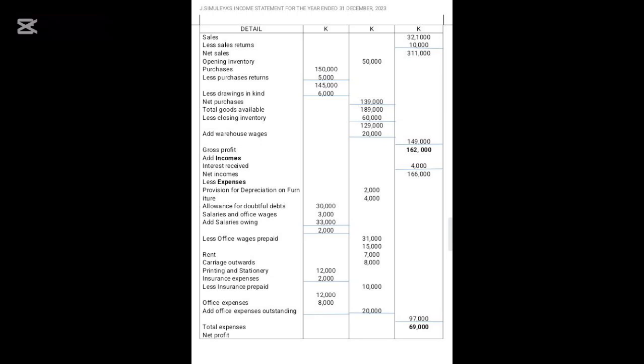The purchases account will reduce. So here in the income statement we have the purchases. From the purchases, we subtract the drawings which were withdrawn costing 6,000. After subtracting, we should get 139,000. So the 139,000 we add to 50,000, which should give us 189,000 as our total goods available for sale.